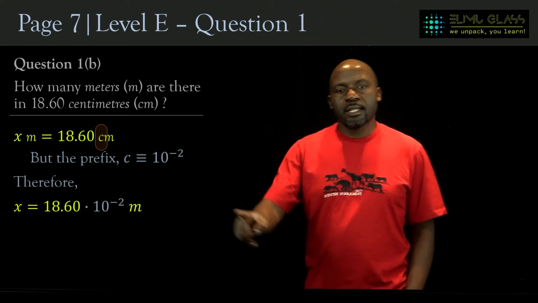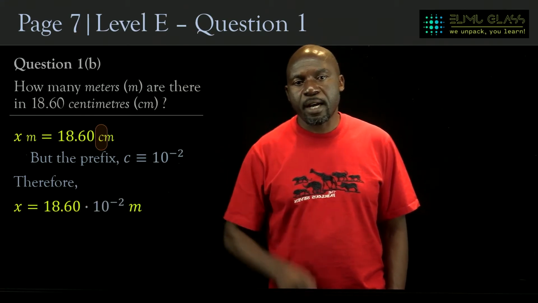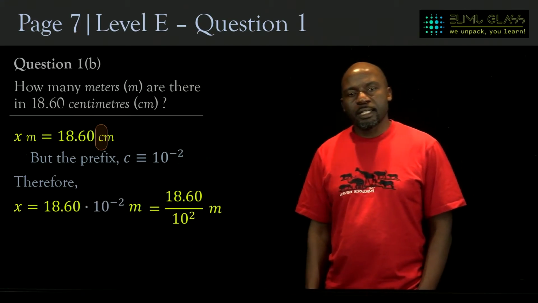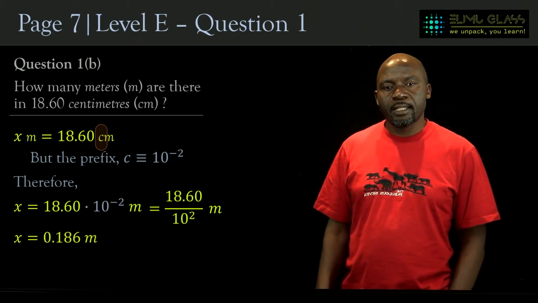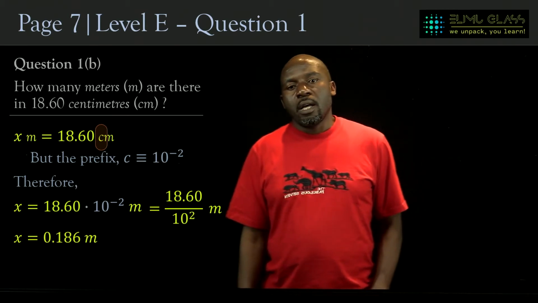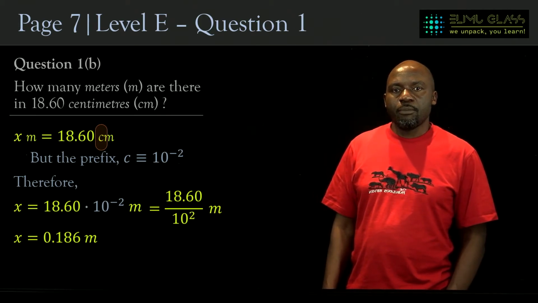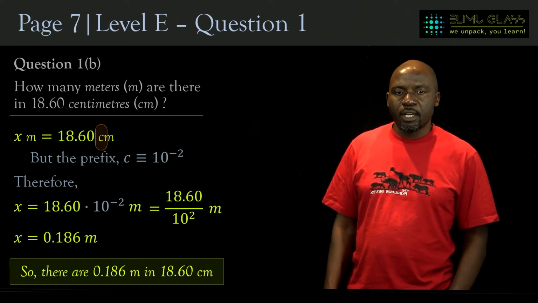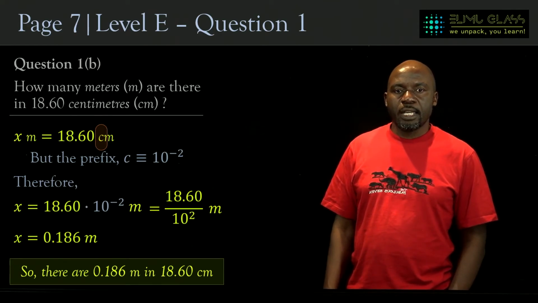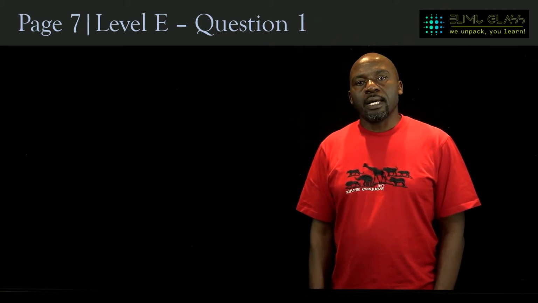This is the same as dividing by 100, so it's 18.6 divided by 100, and if we do that, we should get 0.186 meters. So 0.186 meters is equivalent to 18.60 centimeters. There are 0.186 meters in 18.60 centimeters. Okay? All right, let's do another one.